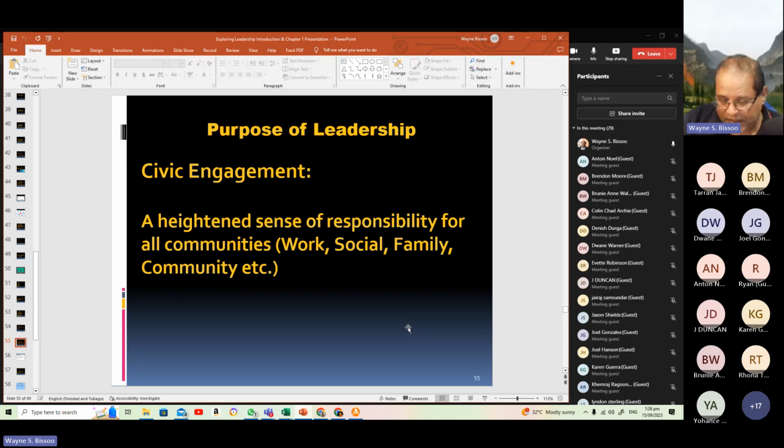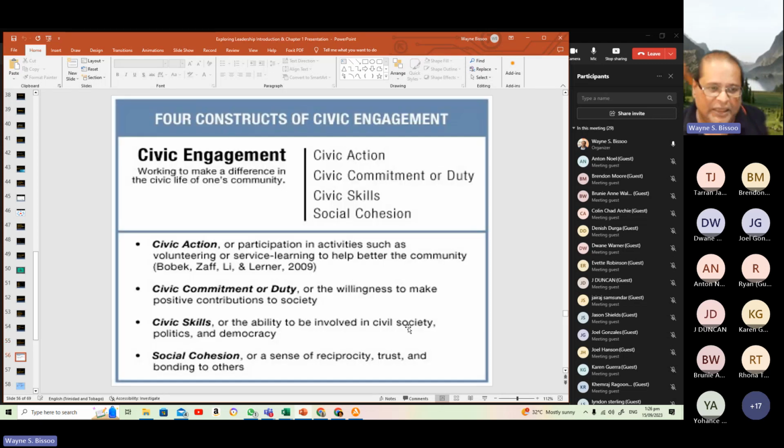So this here is a heightened responsibility of civic engagement in those communities, including work. So it can't only be work, it has to be work, social, family. So you have to kind of balance your behavior. So here are some of the things that you could get up to in terms of civic engagement. Participating in voluntary work in your community, self-help programs, volunteering to clean up, helping to do things in your society and the community around you.